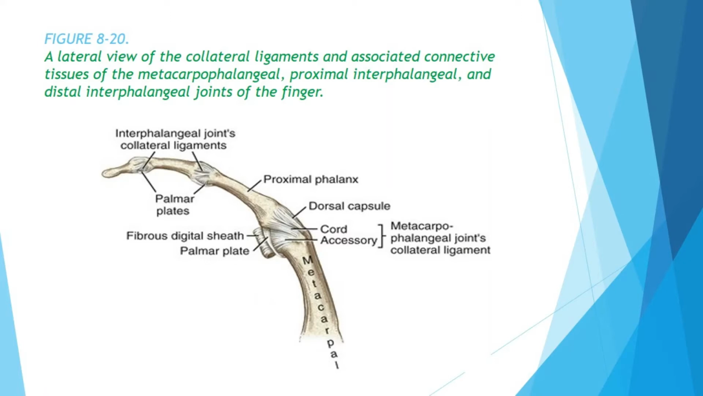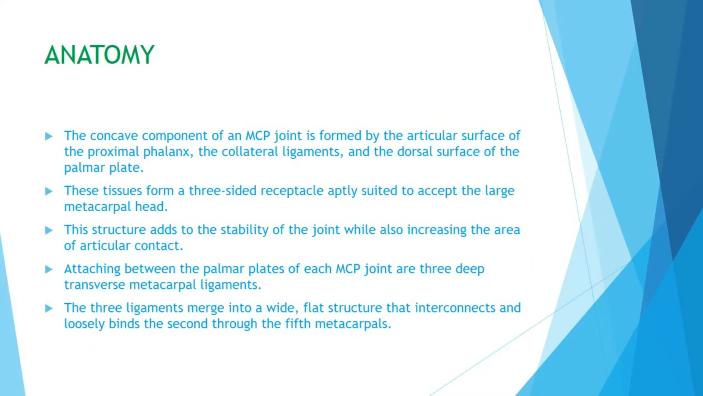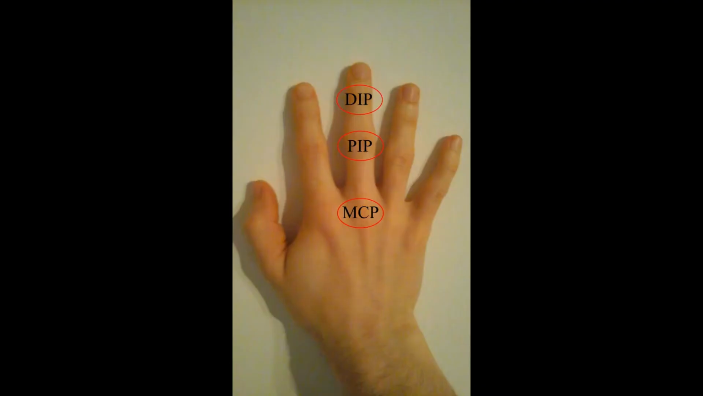Embedded within the capsule of each MCP joint are a pair of radial and ulnar collateral ligaments and one palmar plate. Each collateral ligament has its proximal attachment on the posterior tubercle of the metacarpal head. Crossing the MCP joint in an oblique palmar direction, the ligament forms two distinct parts. The more dorsal cord part of the ligament is thick and strong, attaching distally to the palmar aspect of the proximal end of the phalanx. The accessory part consists of fan-shaped fibers which attach distally along the edge of the palmar plate.